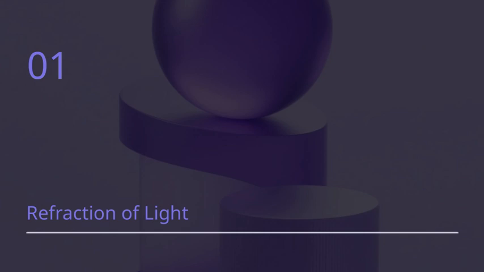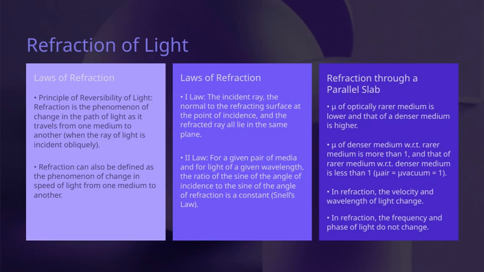Understanding refraction is fundamental because it explains many phenomena we see daily, like how a straw looks broken in a glass or how lenses work in glasses and cameras. It's a crucial concept that ties into the overall theme of how light behaves and interacts with different materials. In refraction, it's important to remember that the frequency and phase of light remain unchanged. What actually changes are the velocity and wavelength of the light as it passes from one medium to another.